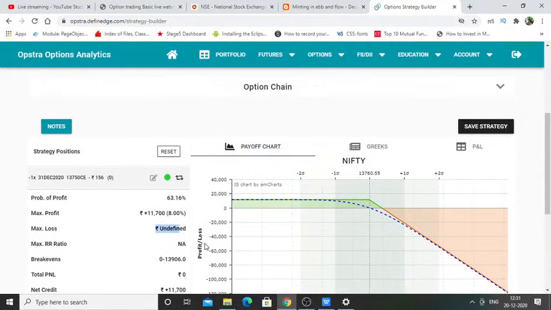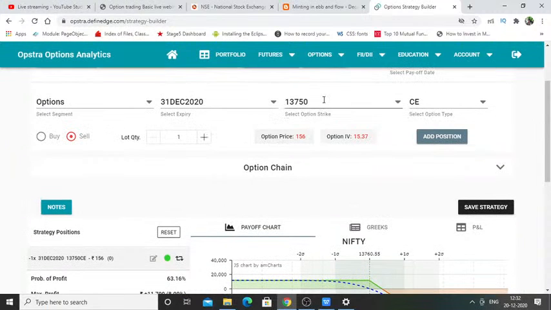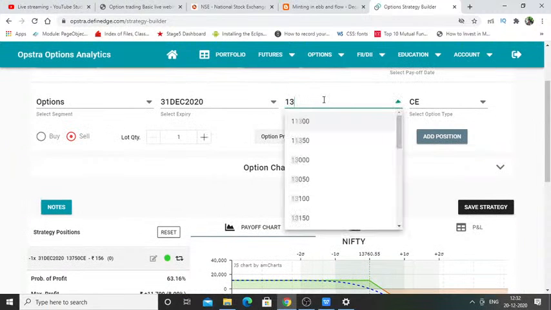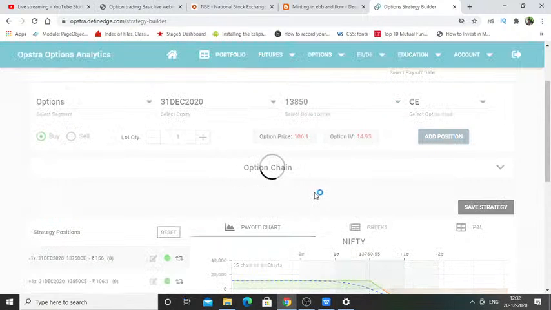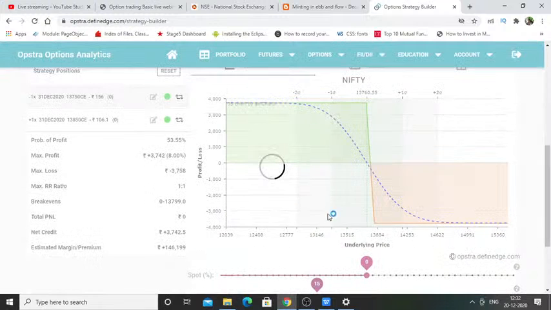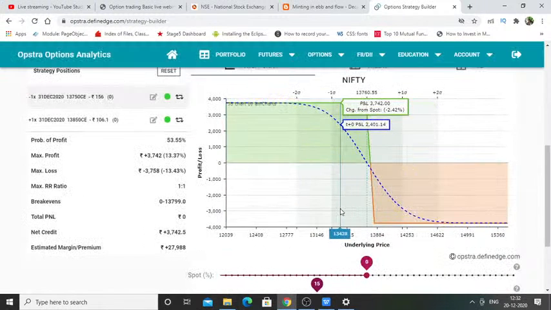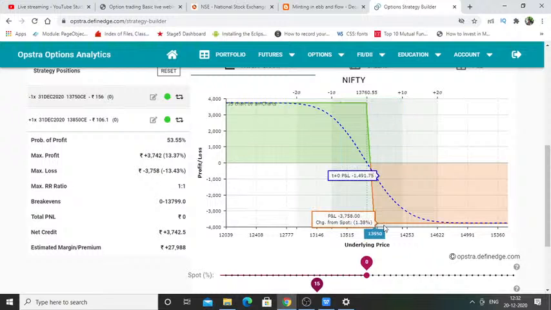So someone asked about the hedging. That is the use of a hedge. You have sold 13,750 and you are worried about the upside move. In this case, what you can do is just buy one 13,850. If you are buying one 13,850, now you can see that your maximum profit will be only 3,700, but also your maximum loss will be only 3,758.